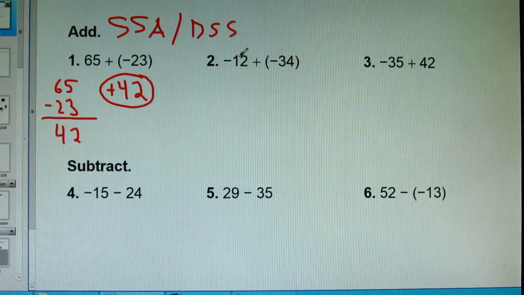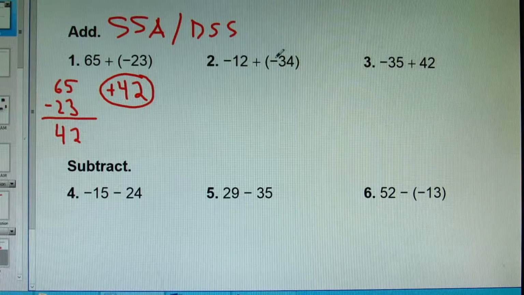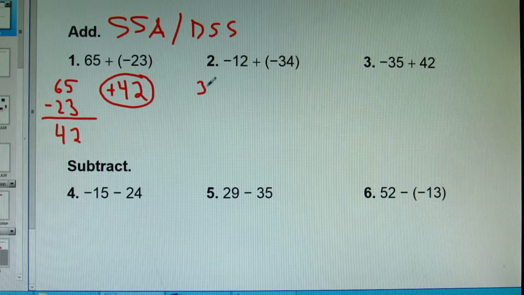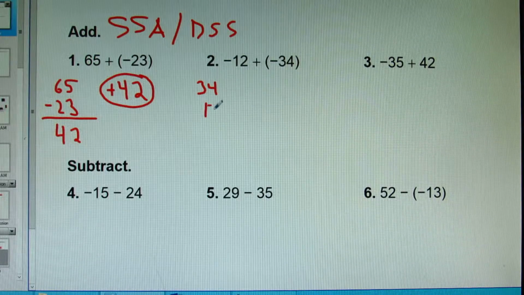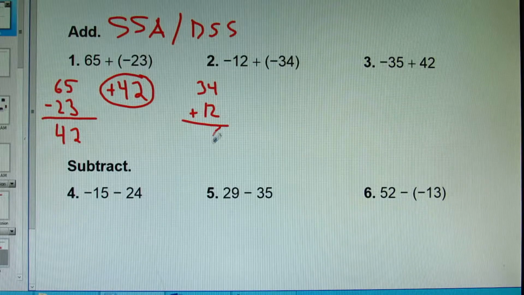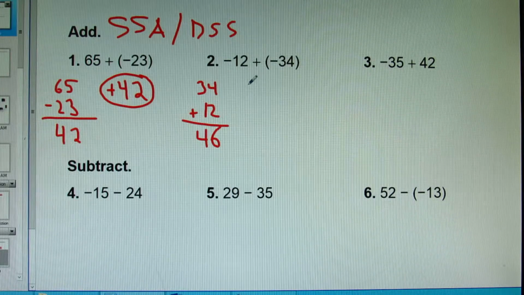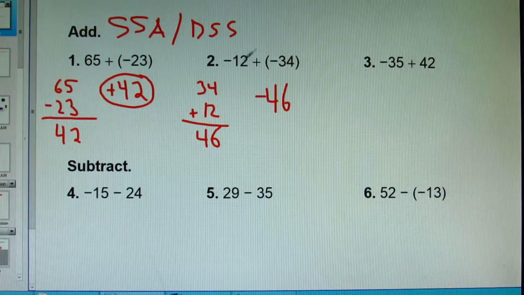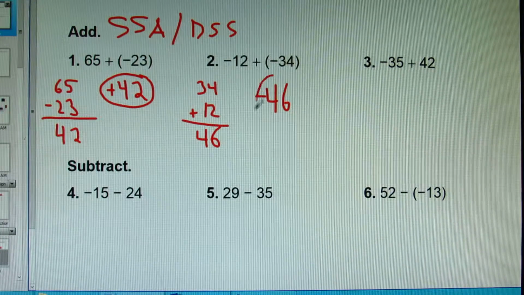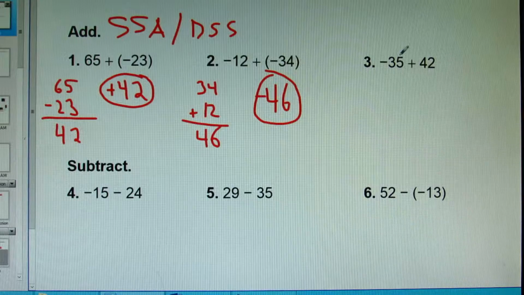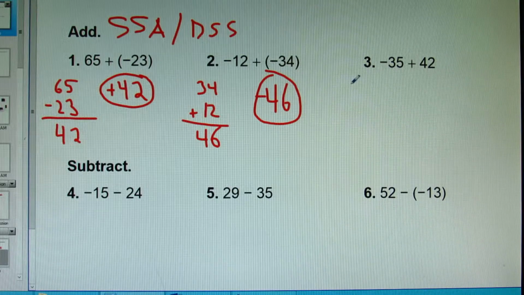Okay, next one. Negative 12 plus negative 34. That's same signs add. So I have to add these two numbers. So I'm just going to add them on the side right here. That will be a 46. And my answer will be negative because both of these answers are negative. So a negative number plus another negative number is another negative number. Negative 46.